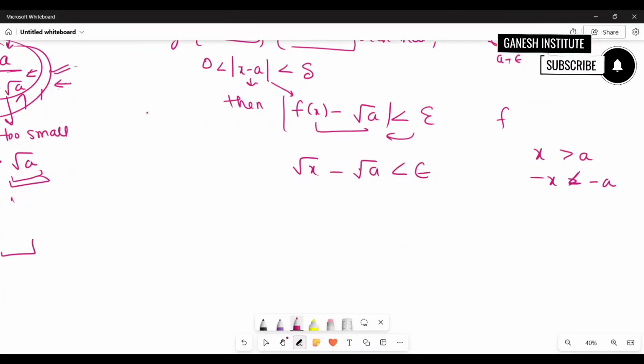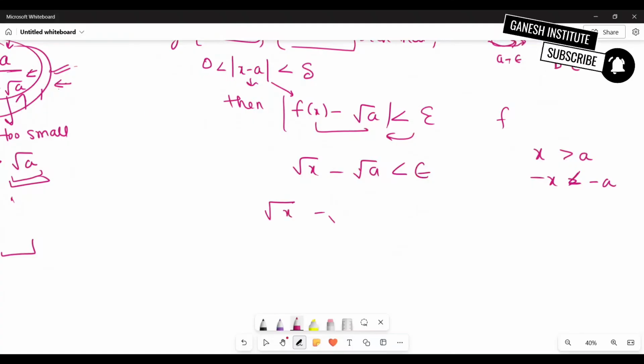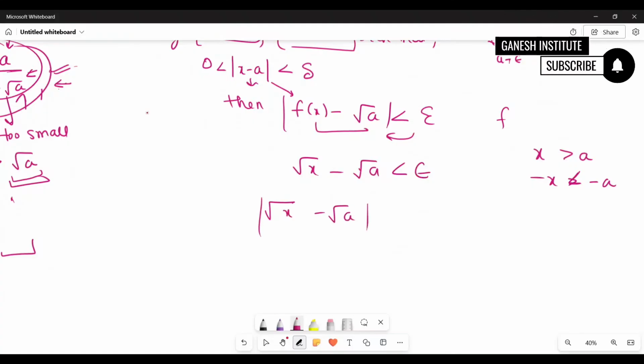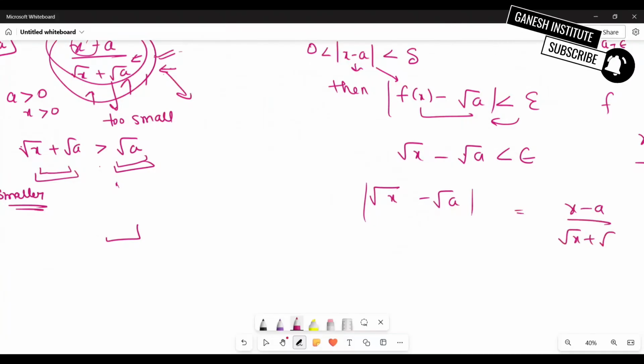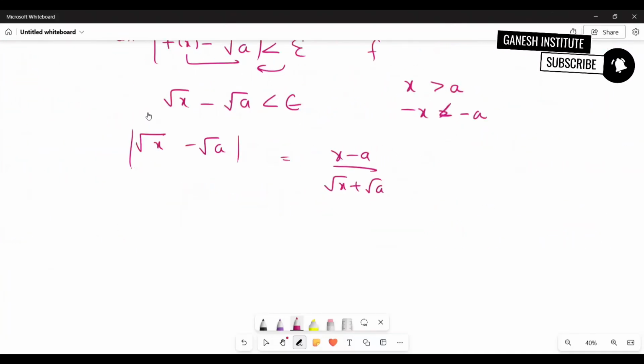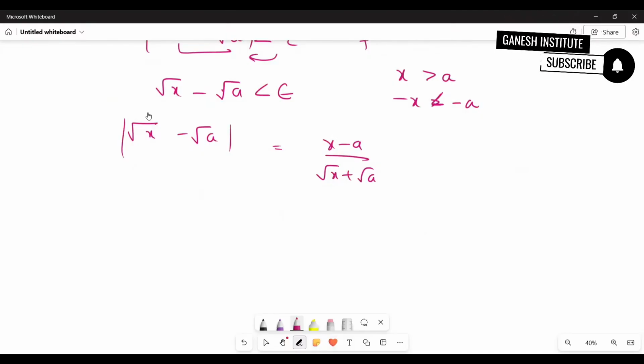So again, you will apply that conjugate step, wherein what we had earlier was x minus a upon root x plus root a, okay? So you have this conjugate, and now try to bound the denominator as well, to see that no, it is not boundless, it is not increasing like anything. It has the upper bound. It is smaller than a particular value.